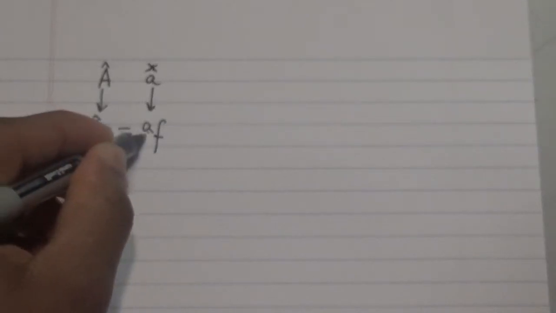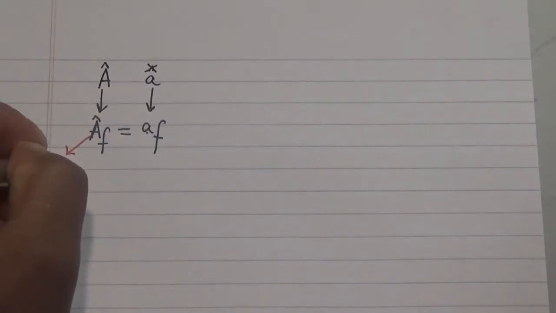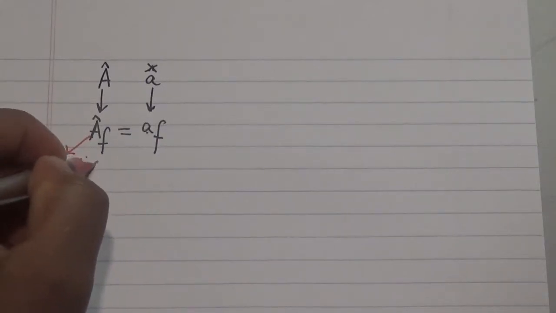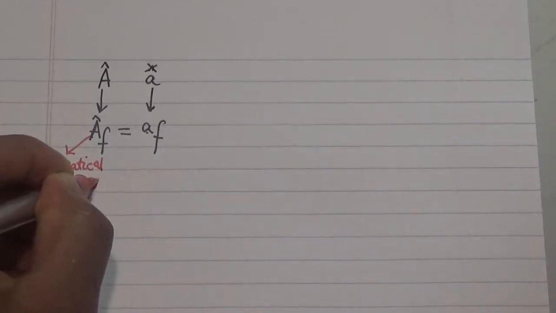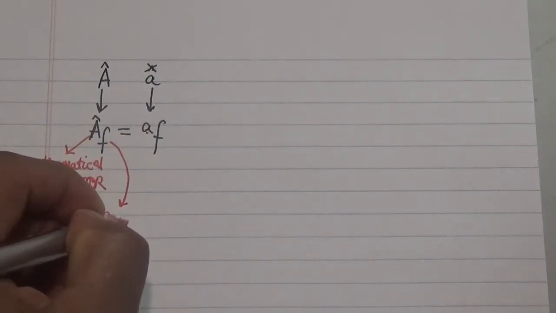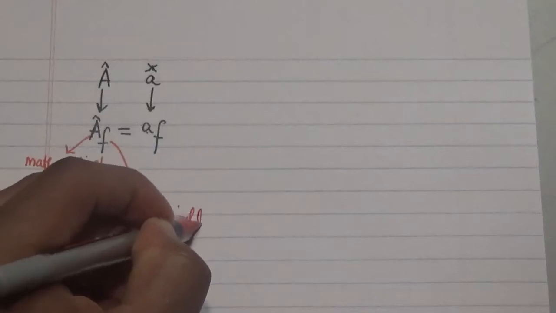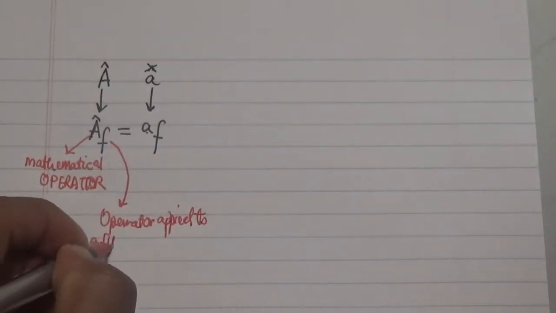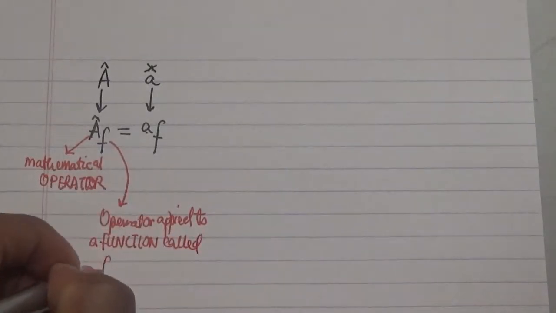What do all these variables represent? First of all, this capital A represents our mathematical operator, while f represents the function the operator is applied to, called an eigenfunction.